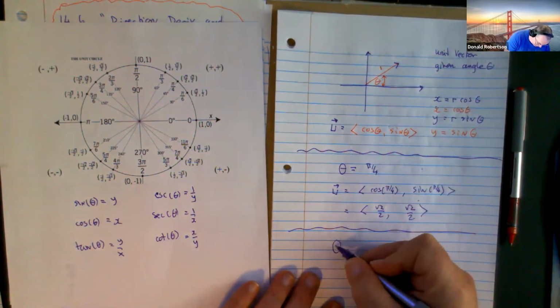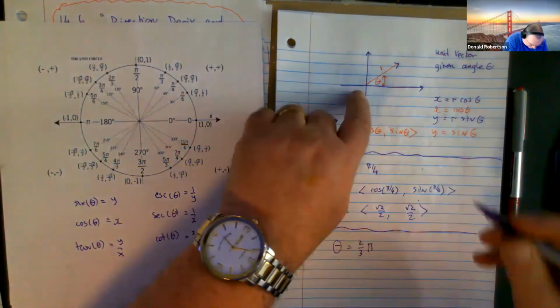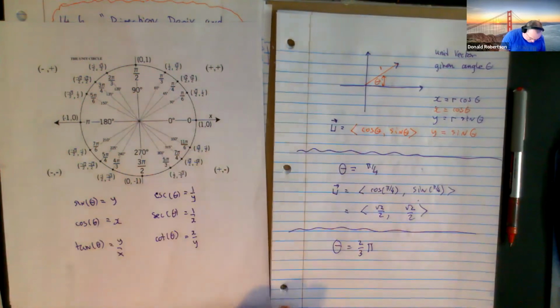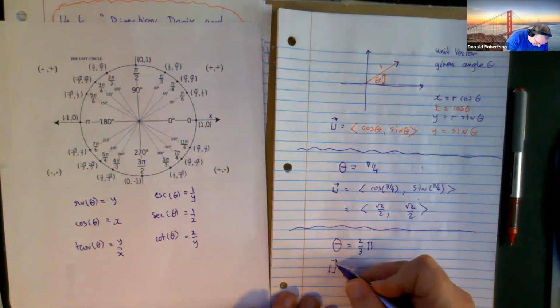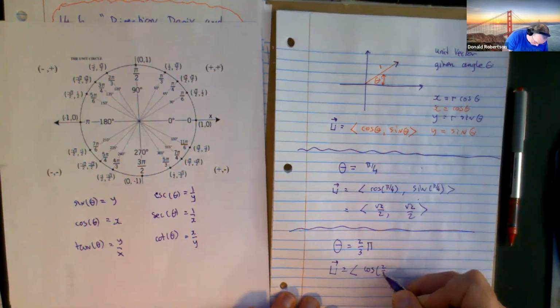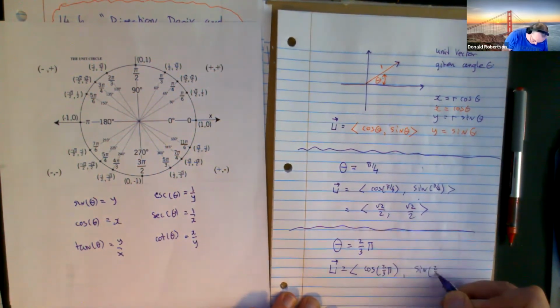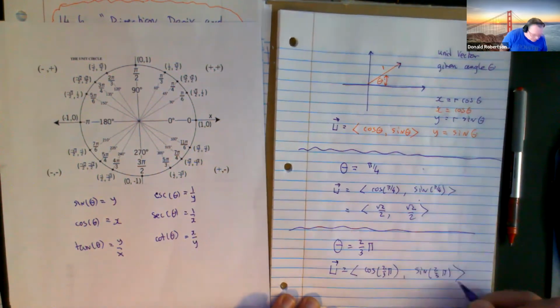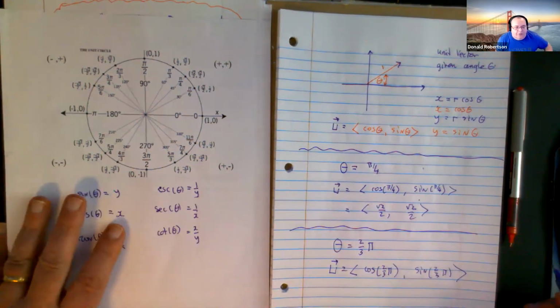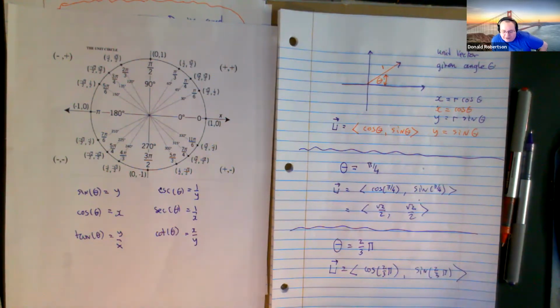Well, suppose theta was 2/3 pi, right? Suppose the angle was up here somewhere. What would the unit vector look like in this case? Well, it would be the cosine of 2/3 pi and the sine of 2/3 pi. And if you thought that the unit circle had left the building and you can just forget about trig, sorry, nothing ever leaves the building in math.